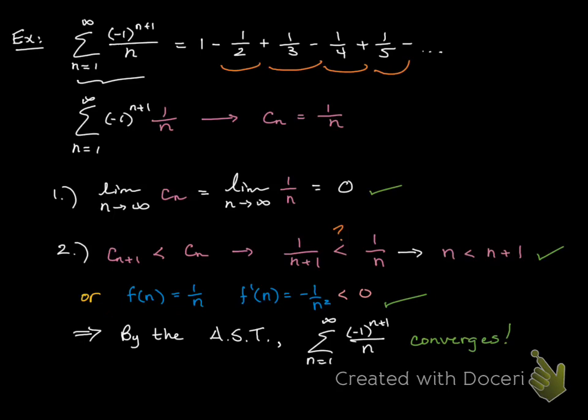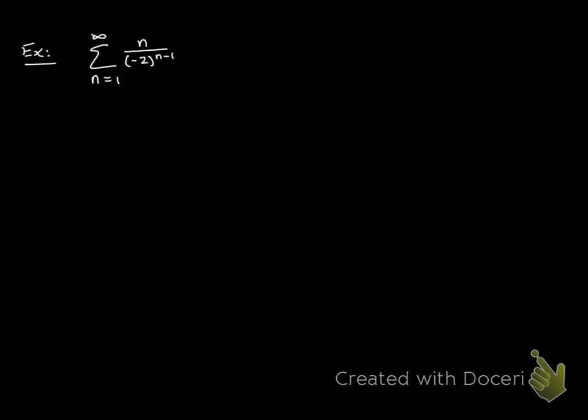That's it. It's usually a pretty quick test, and it's usually pretty easy to determine that you have an alternating series. Okay, let's do another one. I have n divided by minus 2 to the n minus 1. This one's a little bit more tricky. The minus 1 or minus 2 to the n minus 1, that's probably going to be the bit that's alternating, right? They're creating a switching sign.